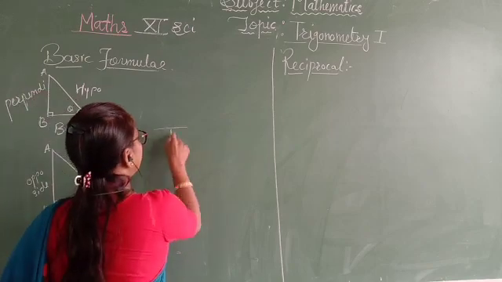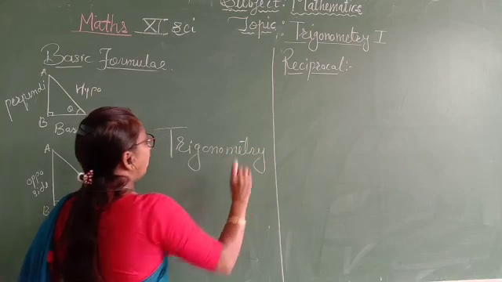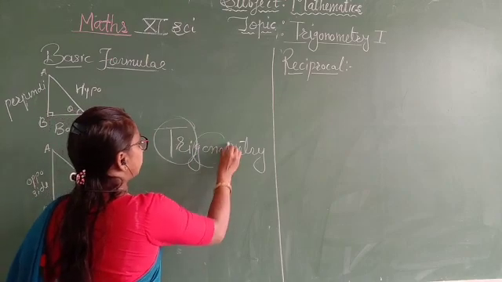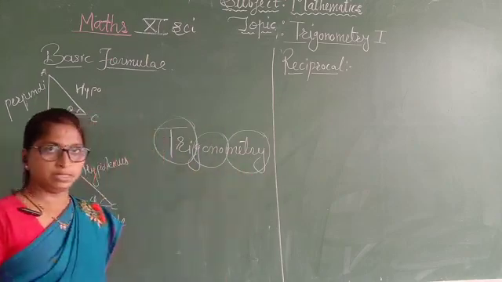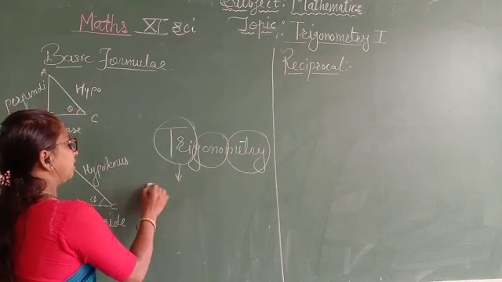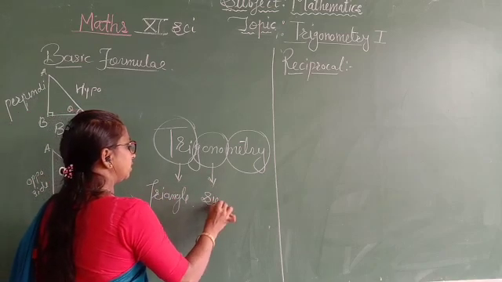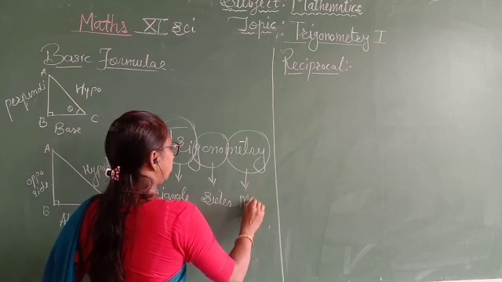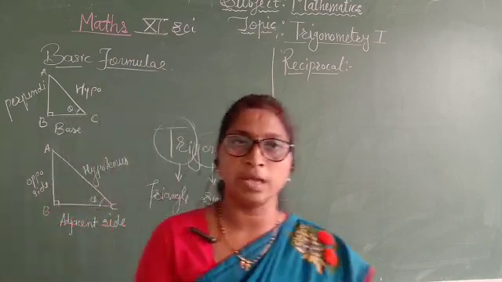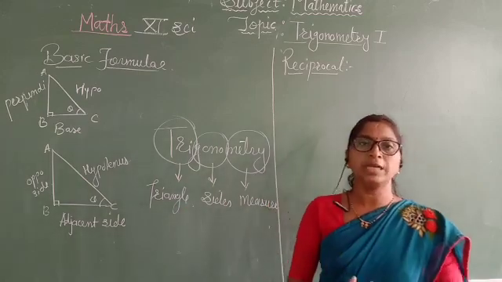See the word trigonometry. In this word, if you break it, you get the first part, the second part and the third part. Means if you break the word, you get three small parts. Tri is related to triangle. Gono is related to sides. And metry is related to measure. Means in trigonometry, we have to study the sides measure of a triangle.